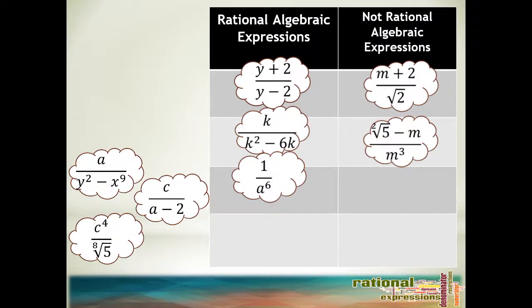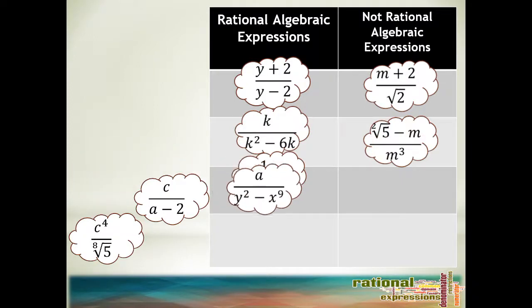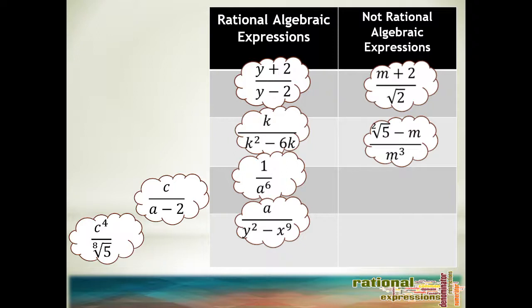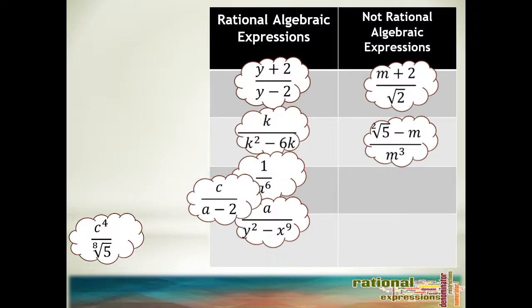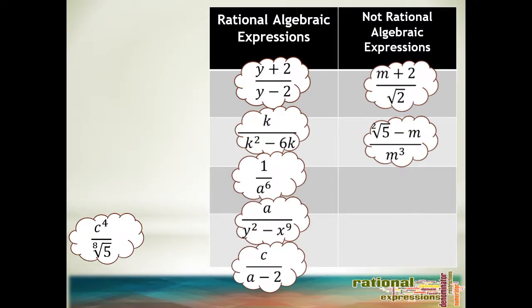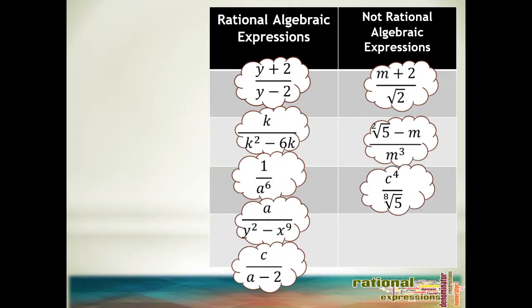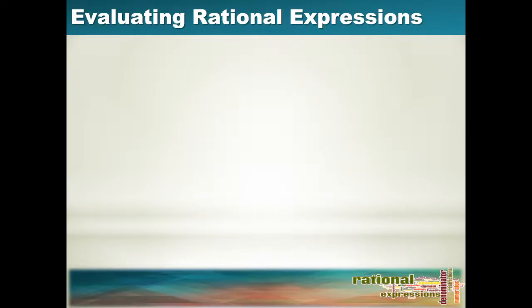Next, a over y squared minus x raised to the power of 9 is also a rational algebraic expression. C over a minus 2 is also a rational algebraic expression. C raised to the power of 4 over 8 root of 5 is not a rational algebraic expression. It is because of its denominator.